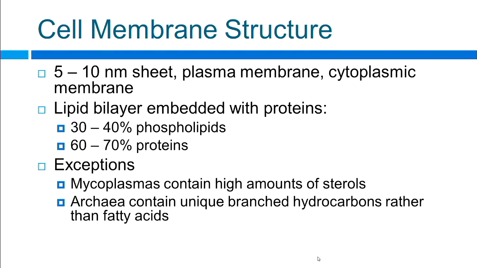The cell membrane is just the plasma membrane, which you've learned in basic biology, right? That's just a lipid, phospholipid bilayer. It's somewhere like 30 to 40% phospholipids and 60, 70% proteins. I'm not going to ask you the exact numbers, as long as you understand what it is. Again, remember, mycoplasmas are a little weird because they have a bunch of sterols. They have wax. And then archaea are really weird. They have hydrocarbons. They don't have fatty acids, so they just have the chains of hydrocarbons and no carboxyl group.